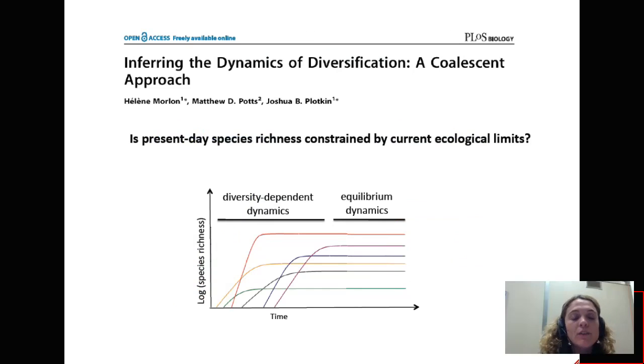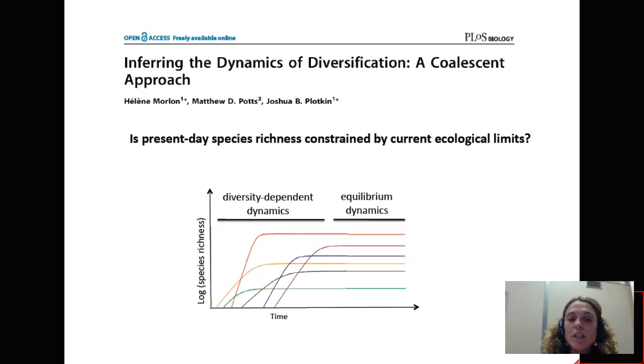So what we did with my collaborators when I was at the University of Pennsylvania is to develop an approach that allows us to test the hypothesis that we are under a scenario of equilibrium dynamics. Here on this figure, this is something a little different from what other people have done, which is testing diversity-dependent dynamics, where we have speciation and extinction rates that depend on the number of lineages at a given point in time.